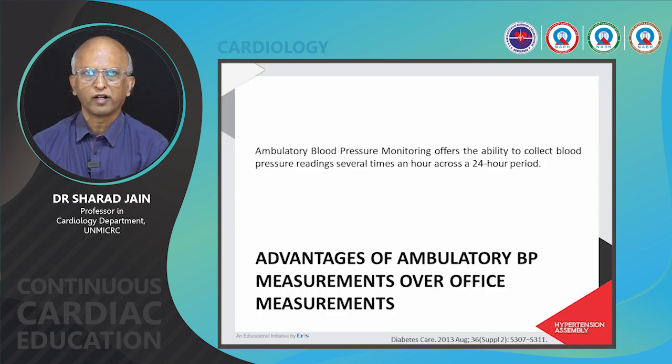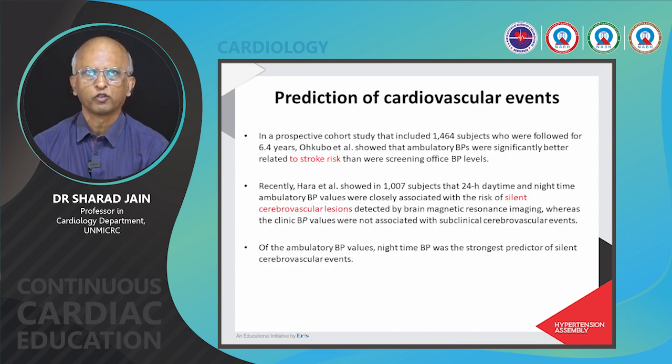So the advantages of ambulatory blood pressure measurement over office blood pressure measurements are that, if you look at the prediction of cardiovascular events with ABPM, a prospective cohort study of around 1500 patients followed for more than 6 years showed that ambulatory blood pressure was significantly better related to stroke risk than the screening office blood pressure levels.